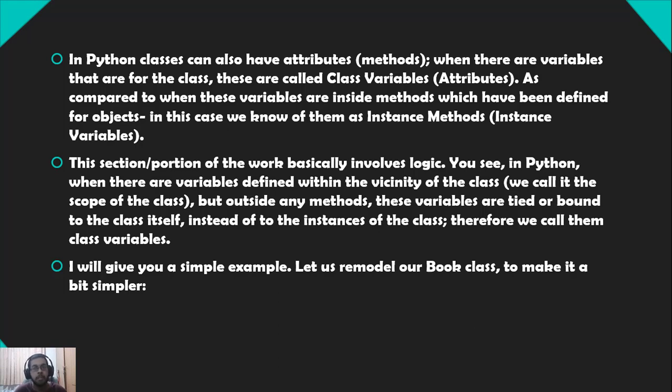You see, in Python, when there are variables defined within the vicinity of the class, we call it the scope of the class. But outside any methods, these variables are tied or bound to the class itself instead of to the instances of the class. Therefore, we call them class variables. I will give you a simple example. Let us remodel our book class to make it a bit simpler.